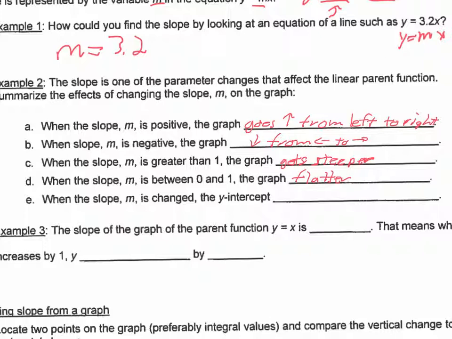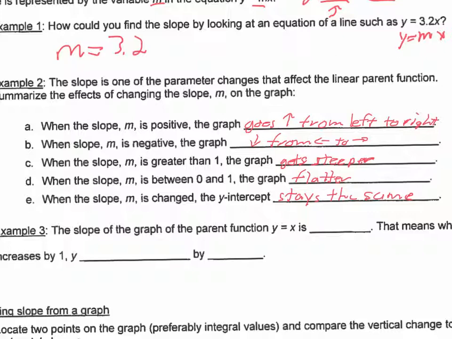And when we change the slope, the y-intercept, which we'll talk more about on Monday, stays the same. Okay? Again, we'll talk more about the y-intercept on Monday. Right now we're focused on the slope. But what they're saying here in letter E is that changing the slope does not necessarily change the y-intercept. Those are two separate parameters that control the linear function, and the slope does not control the y-intercept.